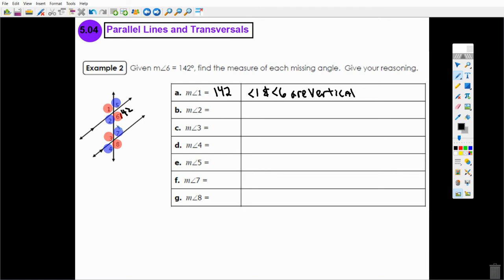I can do 1 and 3. 3 and 1 are the same color, so I know they're the same. And then again, we would say, well, what's the relationship between 1 and 3? Well, angle 1 and angle 3 are corresponding. Again, you can use other rules, but that's just how I'm approaching it. I know 8 because 3 is 142, 8 is 142 also, because angle 3 and angle 8 are vertical.